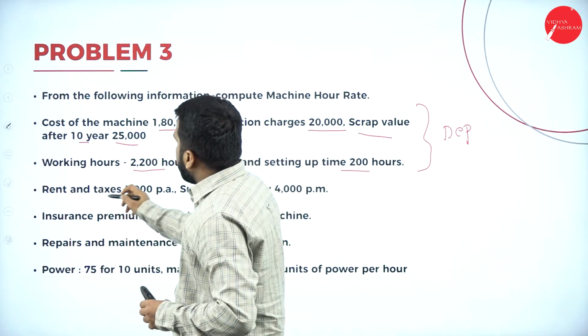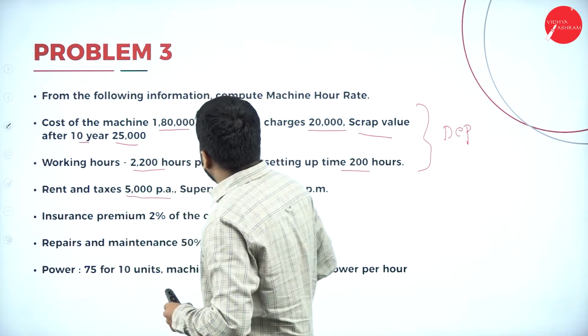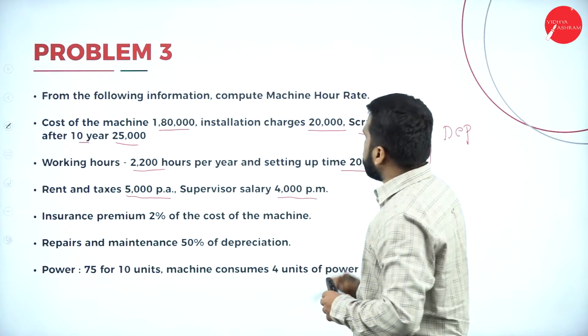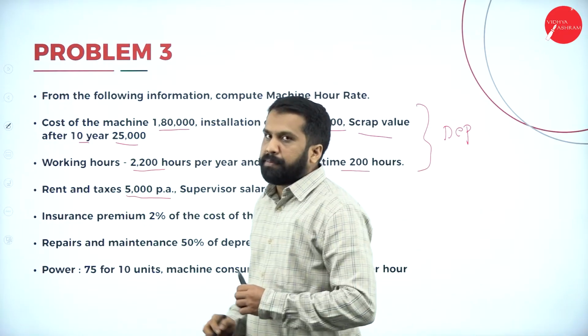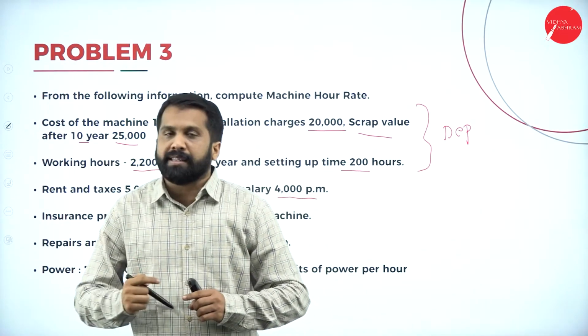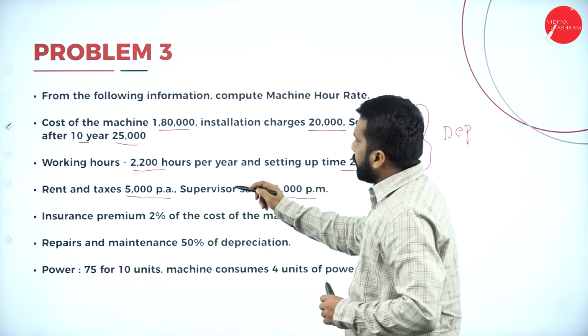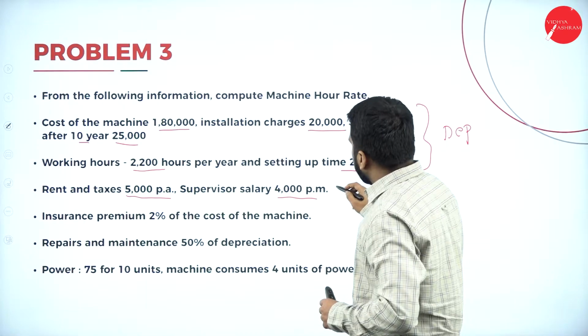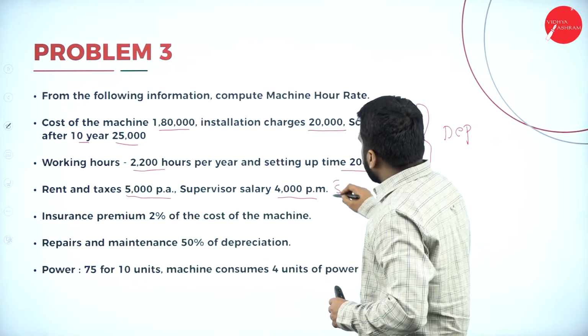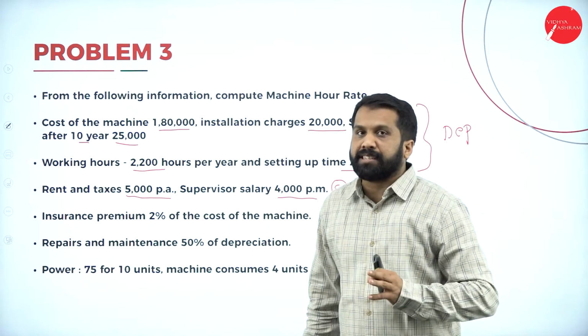Then rent and taxes 5,000 per annum. Supervisor's salary 4,000 per month. Per annum is given, don't multiply. Per month is given, you are supposed to multiply. And rent and taxes, supervisor, all come under standing charges, or else we call it fixed charges.